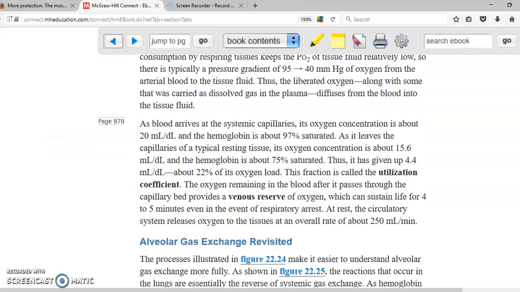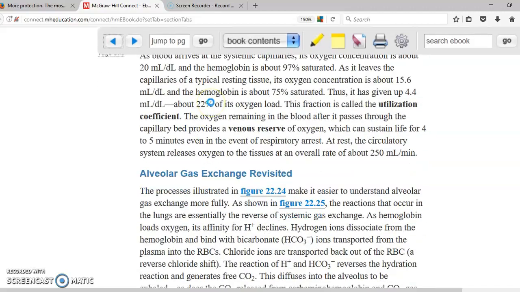So we keep scrolling down. Right here, not all the oxygen gets released, only approximately 22%, and that's called the utilization coefficient. Whatever remains in there is going to be called venous reserve.